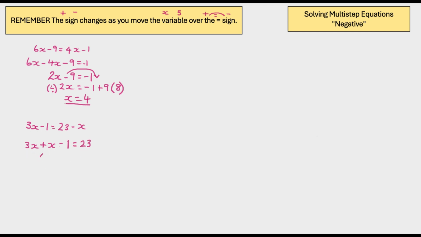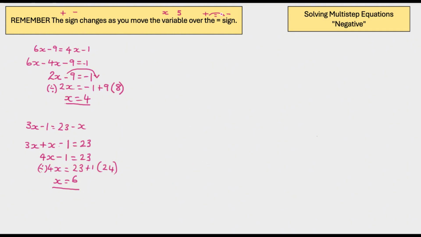So 3x plus x is 4x. Minus 1 equals 23. We're going to take this minus 1 over the equal sign like that. And it's now going to be a plus. This gives us 24. Divide by the number in front of the x to get the unknown, which is x on its own. 4 into 24 goes 6 times. Therefore, x equals 6.